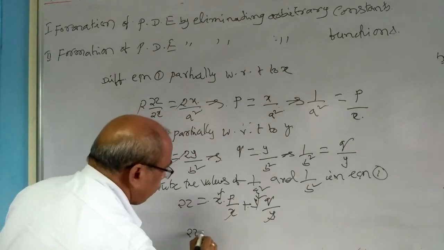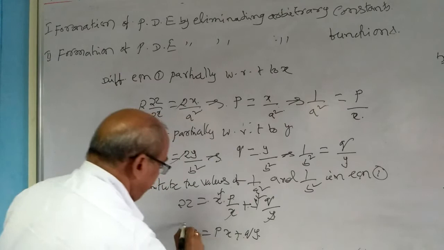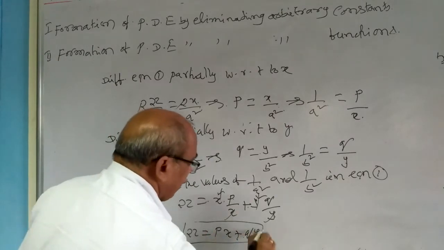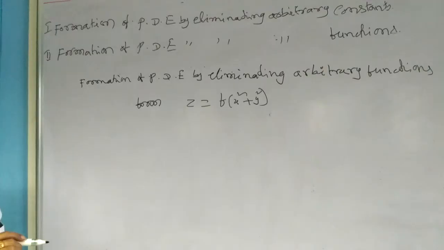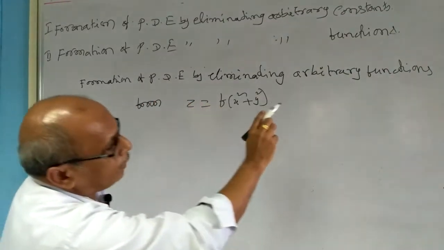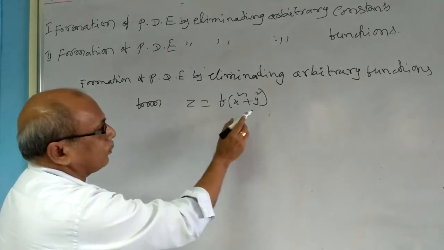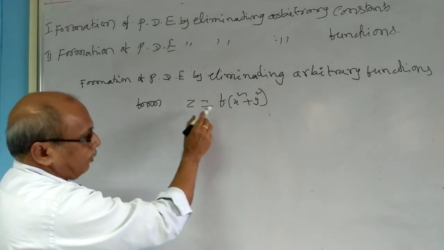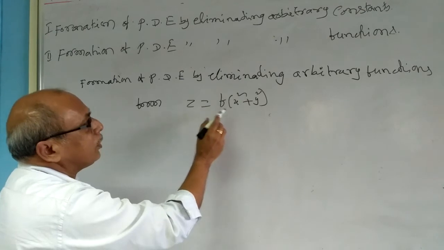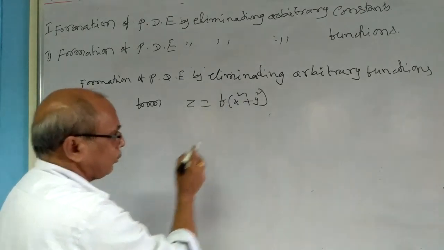2z is equal to px plus qy. So this is the required partial differential equation. Formation of partial differential equation by eliminating arbitrary functions from z is equal to f of x square plus y square. Here one function f is the function, that function is in terms of z is equal to f of x square plus y square.